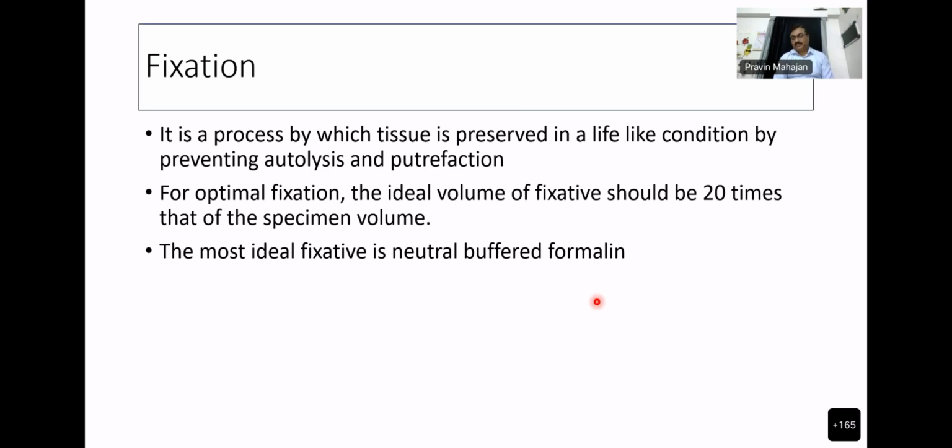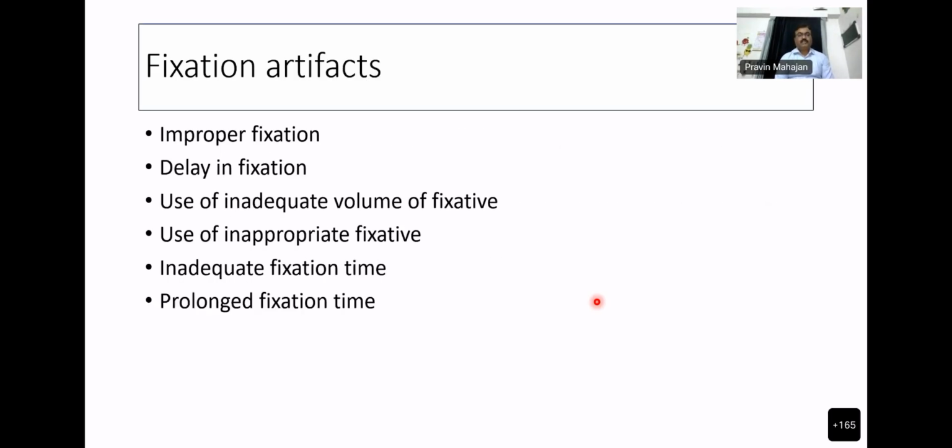And the most ideal fixative is a neutral buffered formalin. So what can cause the fixation artifacts? Fixation artifacts can be due to improper fixation, or delayed fixation. That means the specimen or biopsy is delivered, but it is not immediately fixed. It can be due to use of an inadequate volume of fixative. As I already said, the volume of the fixative should be 20 times the volume of the specimen.